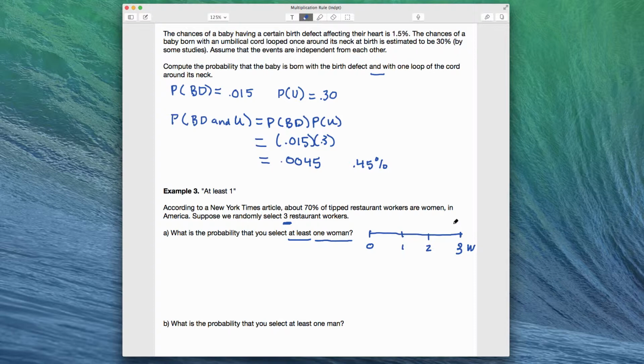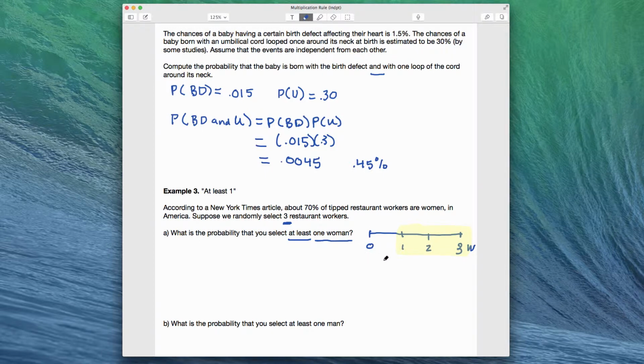So what do we want? The probability of at least 1 woman. So I'm going to highlight this. This is what we want. In our group of 3 people, we could either have 1 woman, because that is at least 1. We could have 2 women in the group, because 2 is greater than 1, that's at least 1. Or we could have 3 women in the group. That's at least 1. Any of these scenarios would satisfy at least 1 woman.